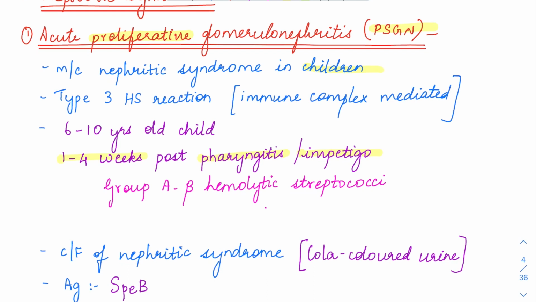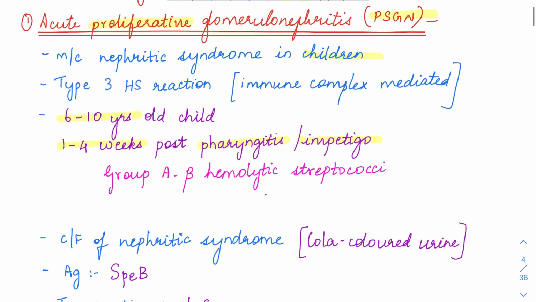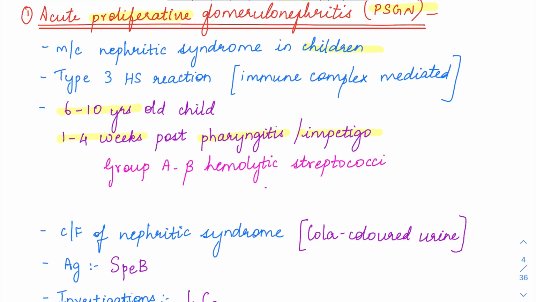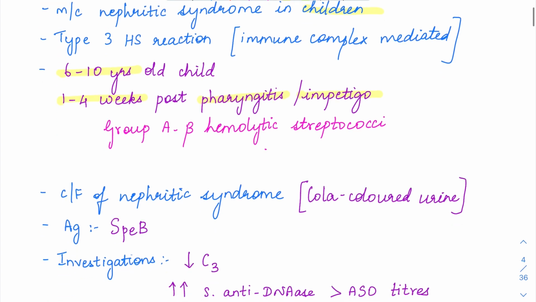Usually the age of the kid will be 6 to 10 years old. But the most important thing here will be the strain which causes this PSGN: the streptococcus strains 12, 4 and 1. These three strains are responsible for causing glomerular nephritis, while strains 1, 3, 5, 6 and 18 are responsible for causing RHD. So remember this.